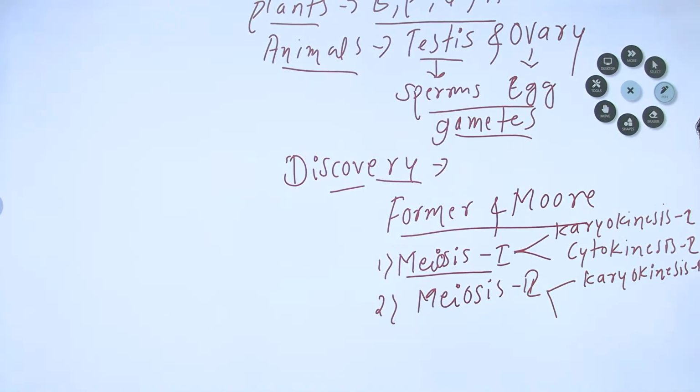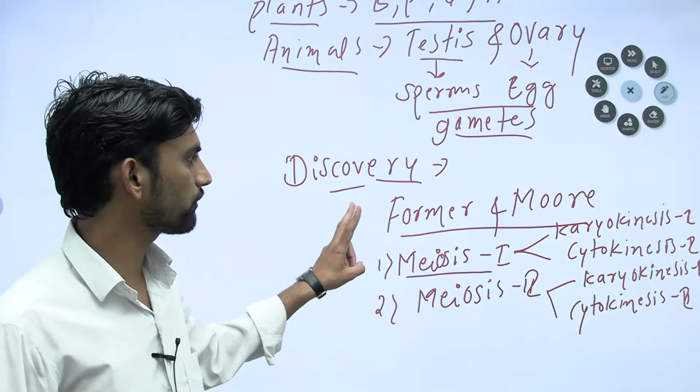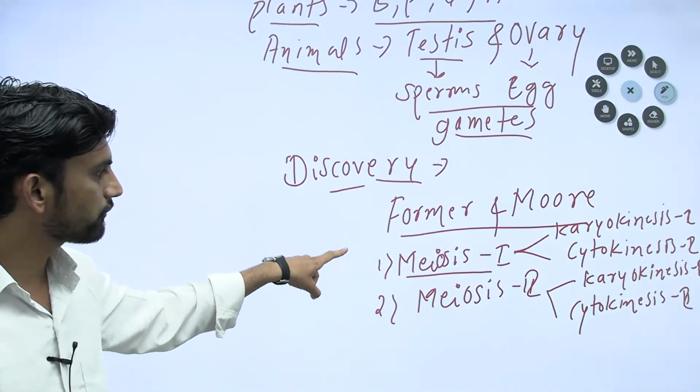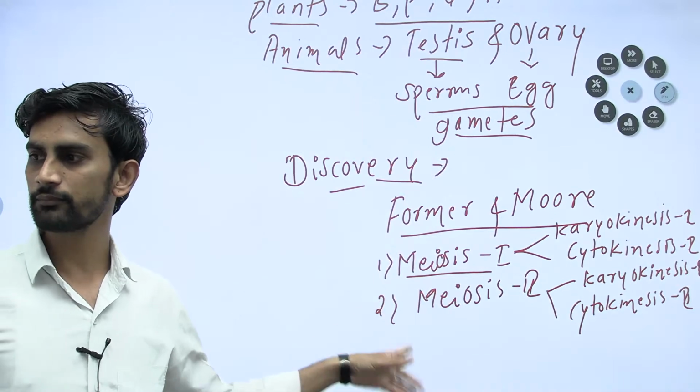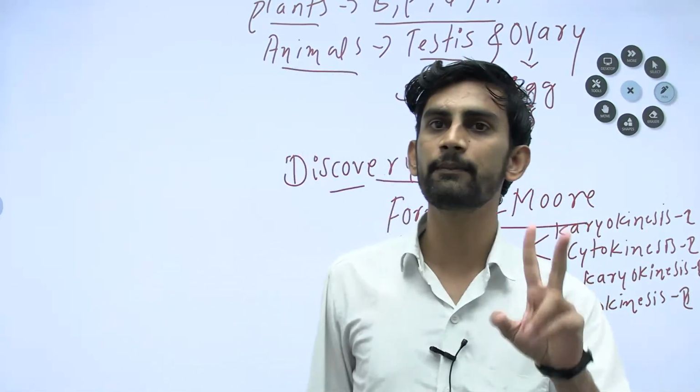Karyokinesis 2, then followed by cytokinesis 2. Totally how many divisions are you finding in meiotic cell division? Total 2 divisions. The first one is called meiosis 1 and the second one is called meiosis 2. In meiosis 1, that involves two main important processes.